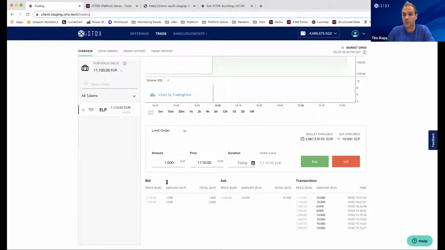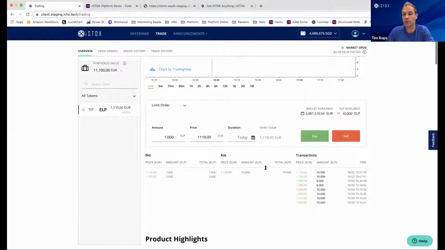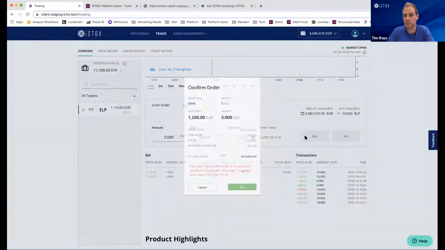So if you want immediate filling, you could place a market order and you'll get matched against the order book. Or if you want to buy against a certain price, you can place a limit order. That is also possible, and it's very simply a matter of typing in the number of tokens that you want to buy, in this case, say 5, and the price that you are willing to pay for that. So let's say 1,200, and place a buy instruction.